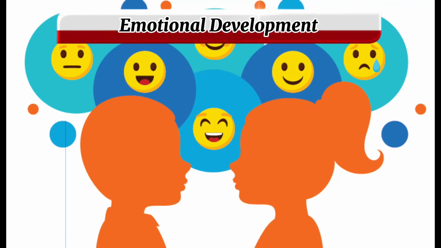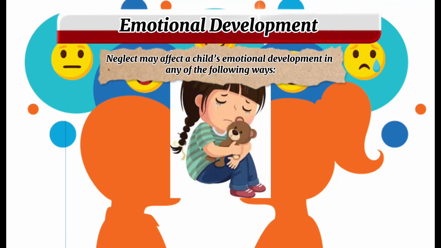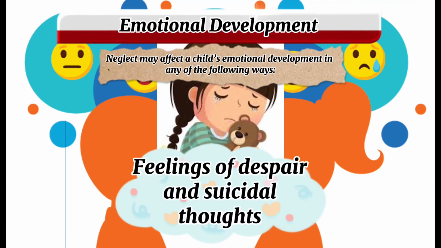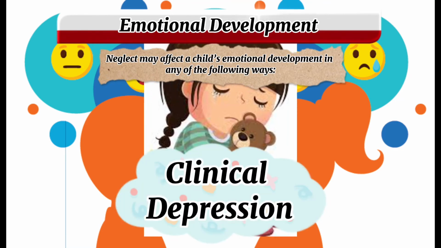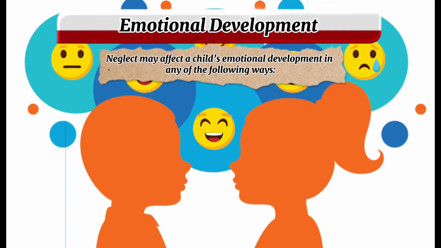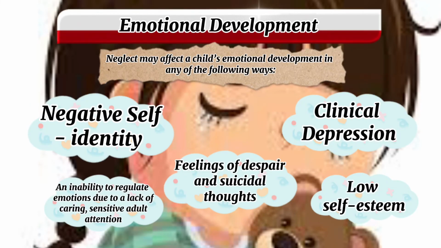Emotional development. Neglect may affect a child's emotional development in any of the following ways: feelings of despair and suicidal thoughts, negative self-identity, clinical depression, an inability to regulate emotions due to a lack of caring, sensitive adult attention, low self-esteem. These are the signs that a child is neglected in emotional development.